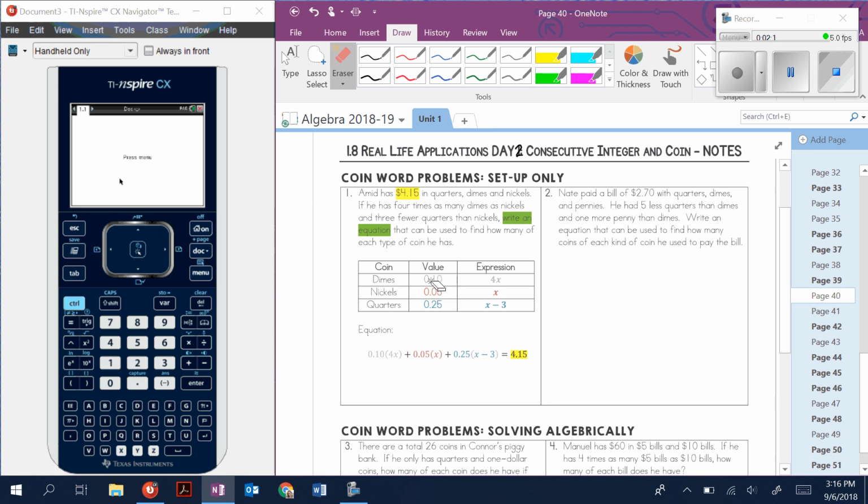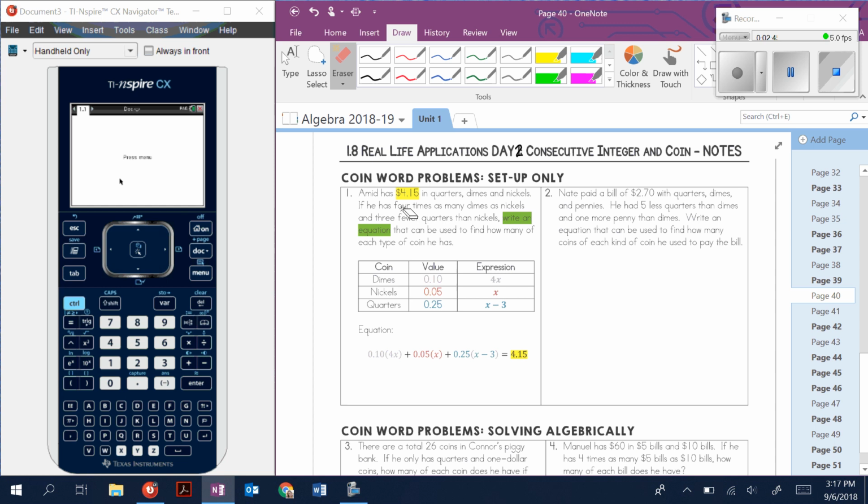We're going to take the number of dimes and multiply it by the value of the dimes. In this case, it's an expression 4x. That's that part. Same thing with nickels. 5 cents times x, that'll give me the total value of all of the nickels. And the same thing with the quarters. 25 cents times the quantity of quarters, which will give me the total value of all the quarters. And we know that there's $4.15 total, so that's why it equals $4.15.